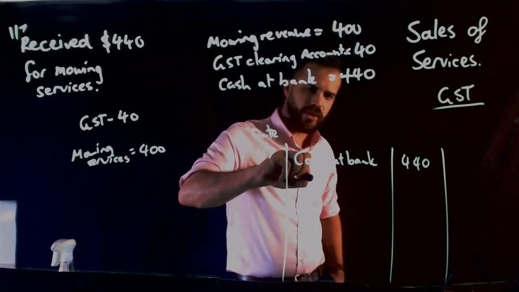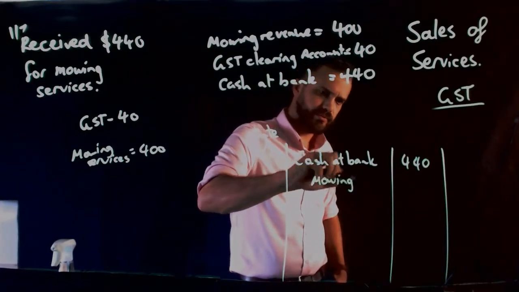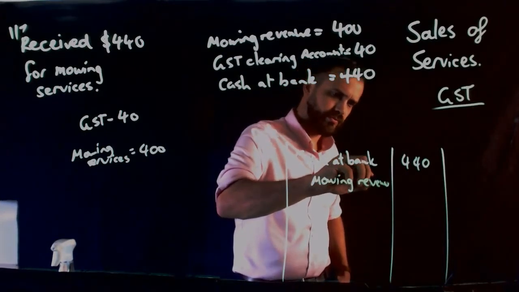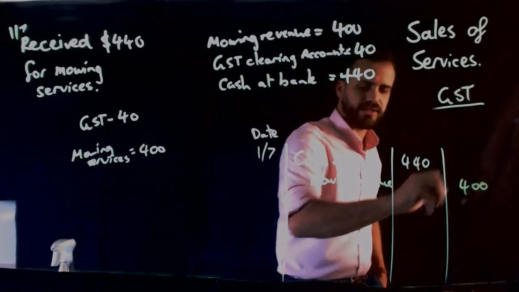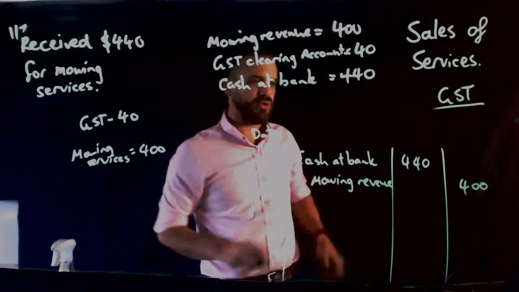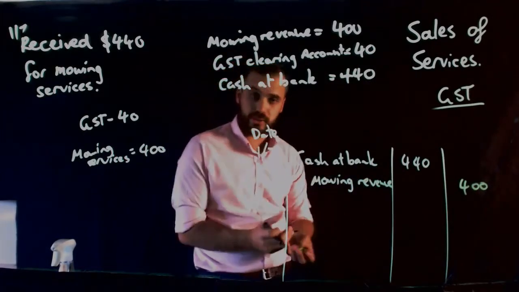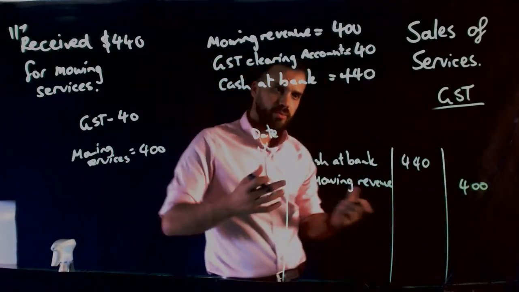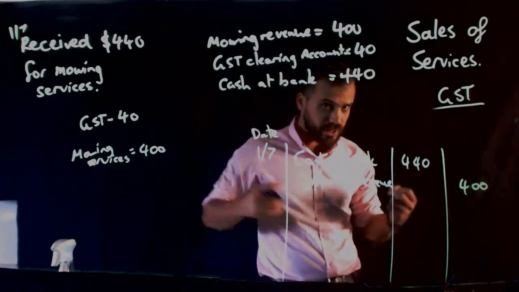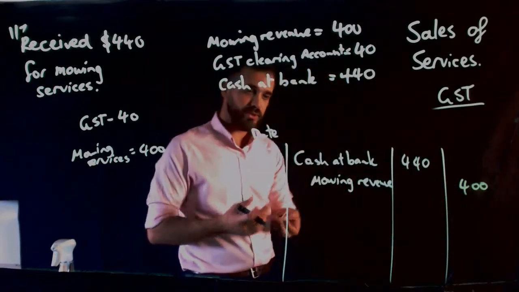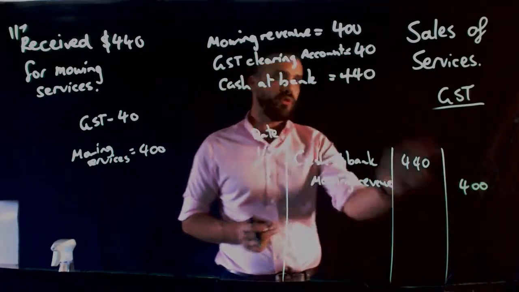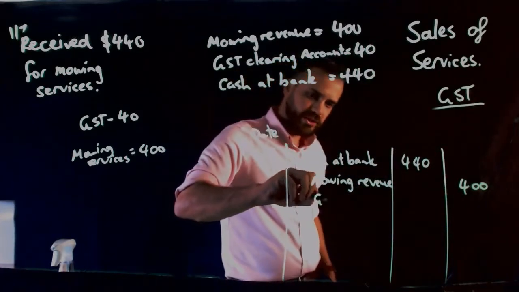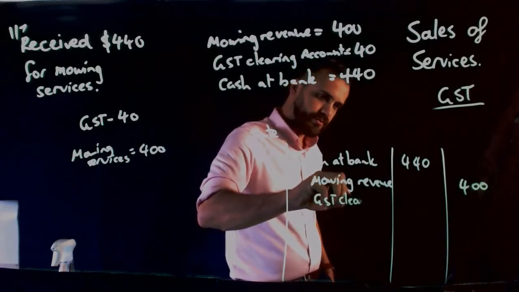Now, what I've done here is not best practice. I would hope that most of us understand that mowing revenue is known as equity, so that's why it's a credit. But if you're problem solving and you're flaking in a test and you don't know what you're doing, well, this is a good way to go about it. 440 goes on this side, therefore 400 must go on that side, and the GST clearing account must be $40.